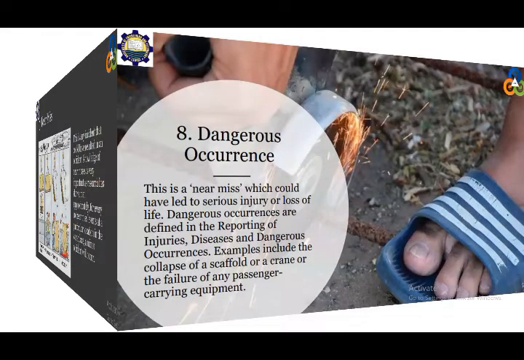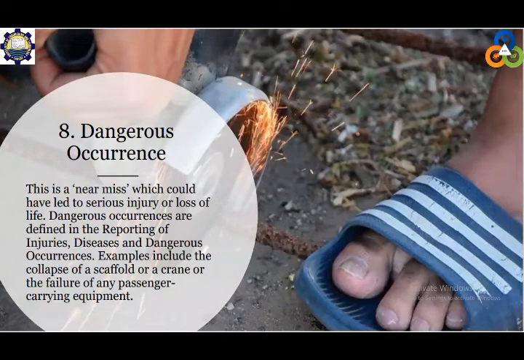Next, dangerous occurrence. This is a near miss which could have led to serious injury or loss of life. Dangerous occurrences are defined in the Reporting of Injuries, Diseases and Dangerous Occurrences regulations. Examples include the collapse of a scaffold or a crane, or failure of any passenger-carrying equipment.